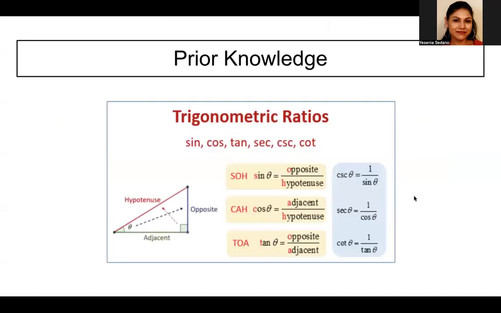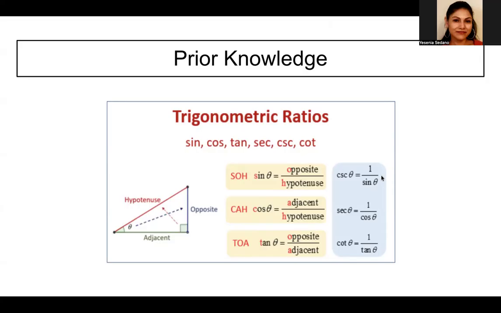Trig derivatives, yay. Okay, guys, some prior knowledge that you should know, and I also put it on your note catcher, is all of this. We should know the six trig ratios: sine, cosine, tangent, secant, cosecant, cotangent. And here are their definitions using a triangle. Sine is opposite over hypotenuse, cosine is adjacent over hypotenuse, and tangent is opposite over adjacent.